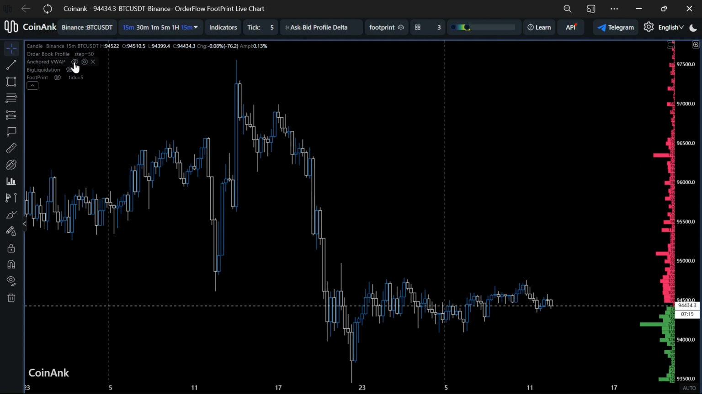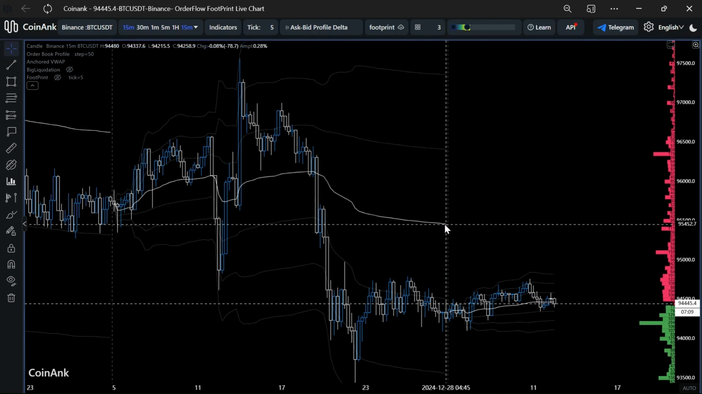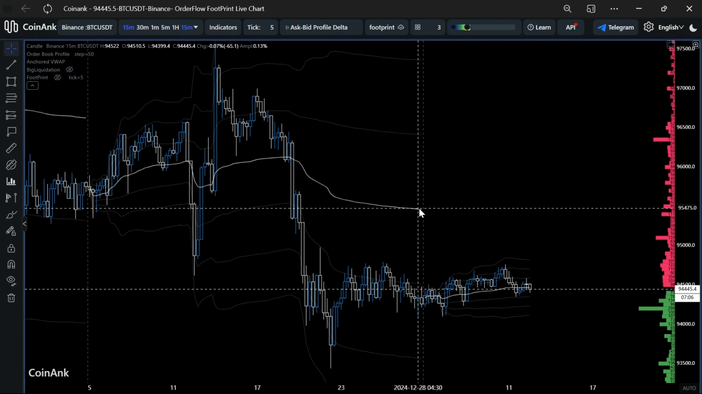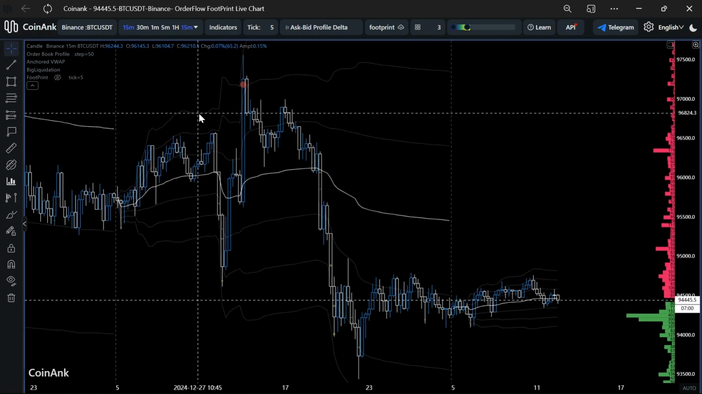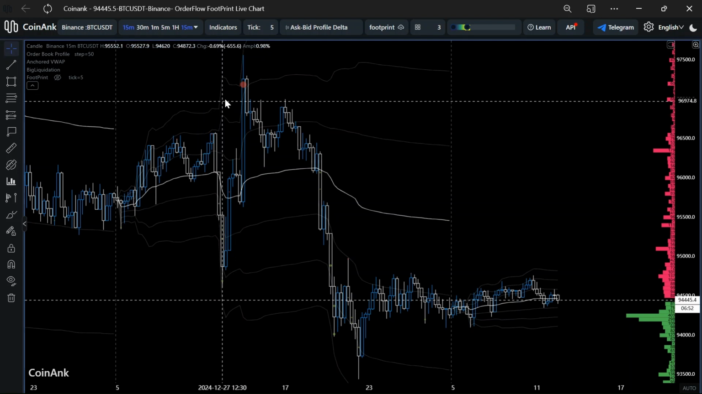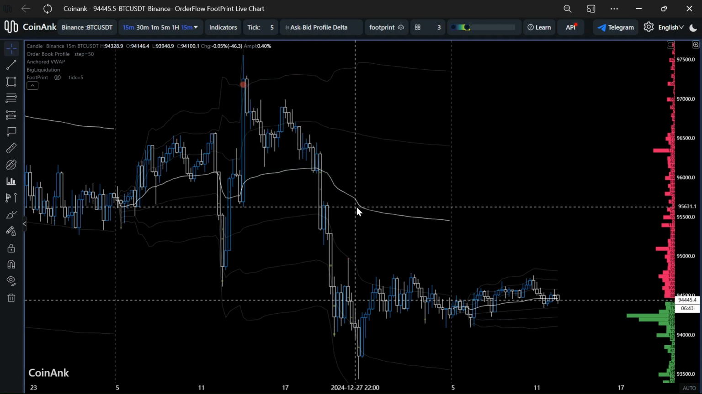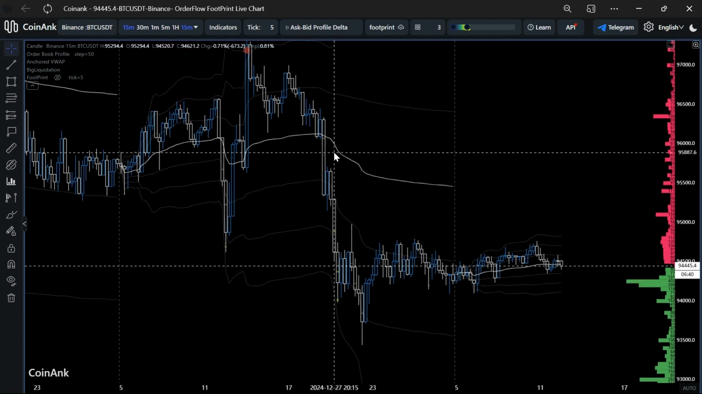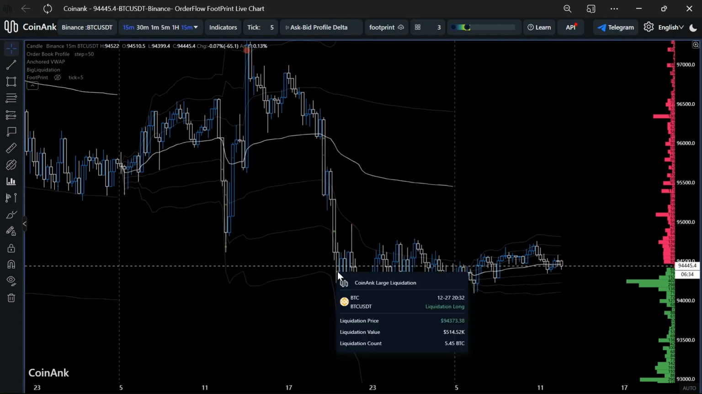Next is daily VWAP. It measures average price by volume. It acts as dynamic support and resistance. Then we have large liquidations. It shows the price level where a large amount of stop losses get triggered. It usually acts as reversal points. It shows both the price level and the amount of liquidations that happened. Sometimes we get an immediate reversal, while other times we get a cascade of liquidations before reversal. Also, the larger the liquidations, the more likely we will get some kind of reversal.